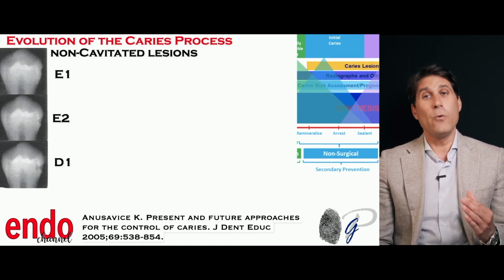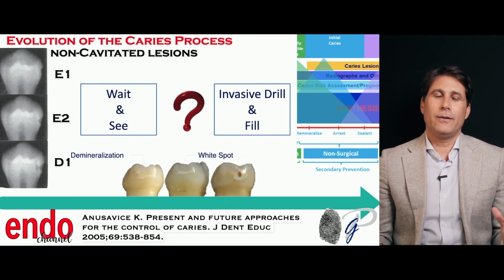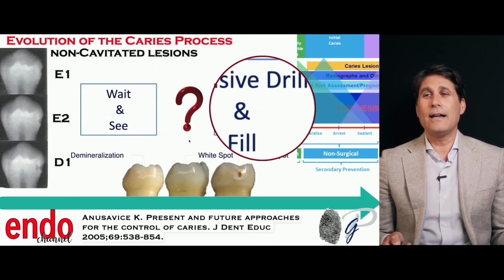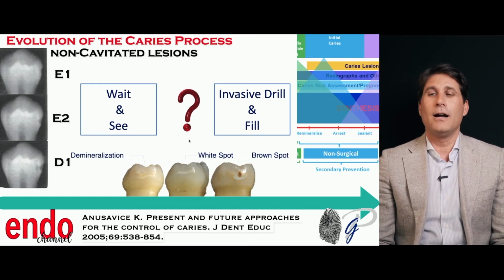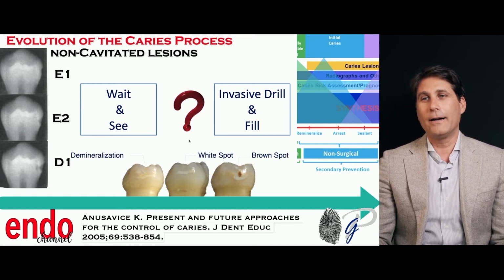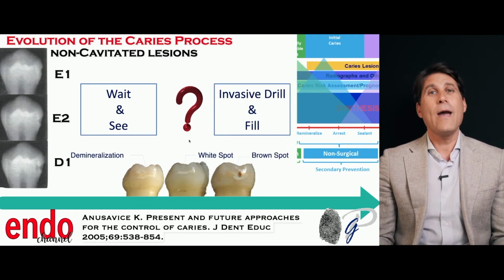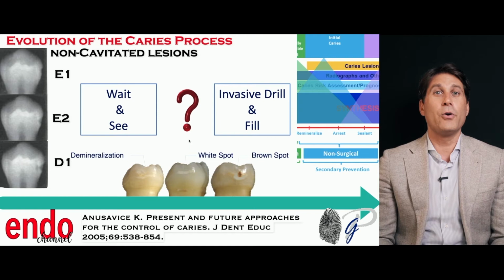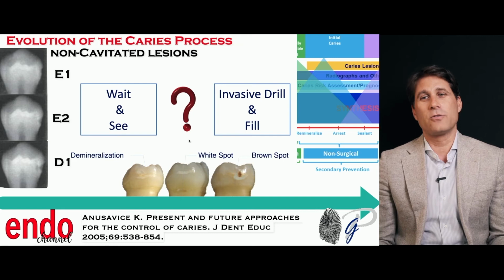The E1, E2 and D1 stages are usually non-cavitated lesions, and so we can decide between a wait-and-see approach and an invasive drill and fill approach. So we always have a doubt at this stage, because when we drill these cavities, we always sacrifice a lot of sound tooth structure. But when we wait and see, sometimes the caries develops and proceeds to a bigger and bigger lesion, and so again a sacrifice of tooth structure.